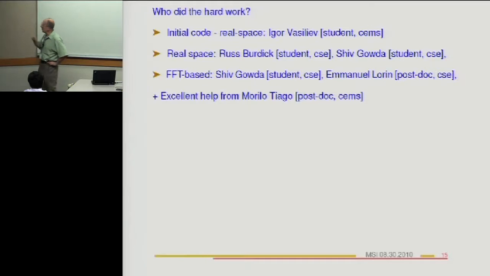Started by Emmanuel, actually, who was a very bright postdoc here, who's now in Canada. And Shiv joined the company. I don't know where he is now because he moved companies. He was a student here, so they put a lot of time on this. And then Murillo gave us some nice hints on the physics side.